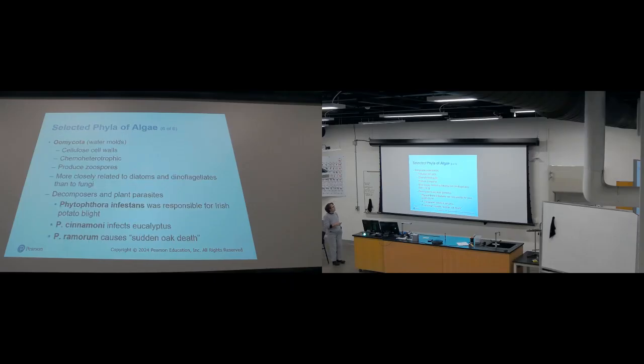Oomycota are water molds. They have cellulose in their cell walls, and they are chemoheterotrophs. They reproduce by the release of zoospores, and they are closely related to the diatoms and dinoflagellates and to fungi. They decompose decaying matter and are plant parasites. So we have Phytophthora infestans.